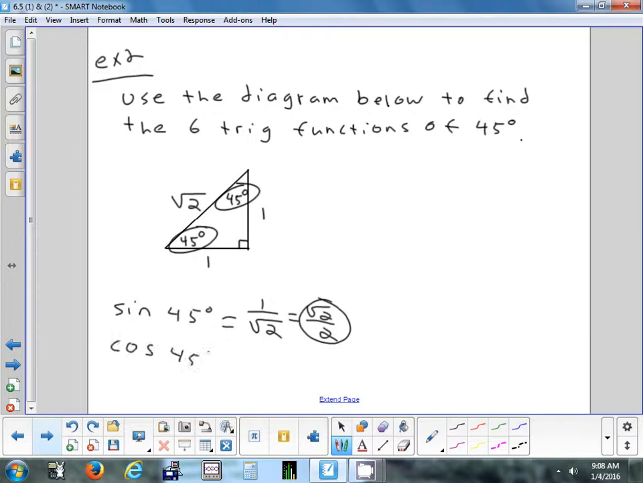Derek, what about my cosine of 45? 1 over the square root of 2, it's the same thing. The reason sine and cosine are the same is because opposite and adjacent are the same. We got to get rid of that square root from the bottom. So you multiply top and bottom by square root 2. In the top you get square root 2. In the bottom you get square root 4, or just 2.